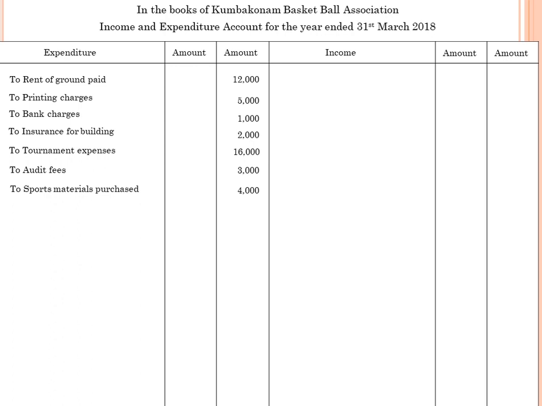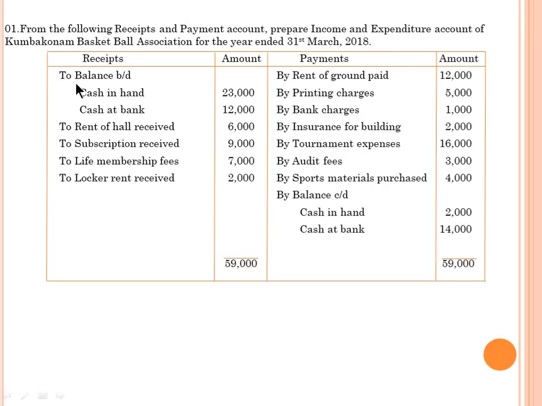Now we look at the question. Now see the receipt side. To balance brought down, opening balance, cash in hand, cash at bank: both values you ignore. And next, rent of hall received 6,000, revenue receipt. Subscription received 9,000, revenue receipt. Life membership fees 7,000, capital receipt. Locker rent received 2,000 rupees, revenue nature.